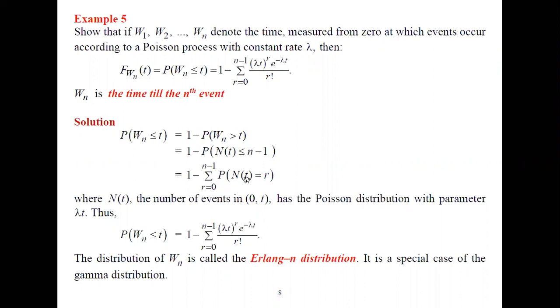And because N(t) follows a Poisson distribution with mean lambda t, we can write this probability as lambda t raised to the power r, e raised to the power minus lambda t, over r factorial. So hence, that is a proof. The distribution of Wn is called the Erlang n distribution, which is a special case of the gamma distribution. So P of Wn less than t is equal to this equation.